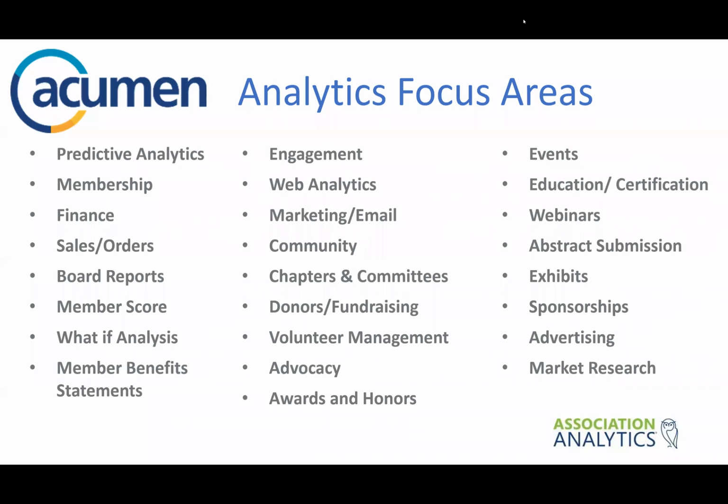And so if you're looking for a starting point, you typically look at what your revenue sources or pain points are, but membership is usually at the top of that list. Some others: finance, sales and orders, of course, member scoring and member engagement, which we'll show you some examples of today, exhibits, sponsorships, advertising. So hopefully everybody here can resonate with at least a couple of these. And when you're thinking about the 360 view, it's really a combination of all of these different factors put together.